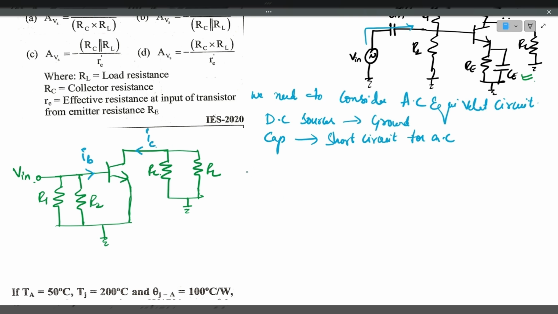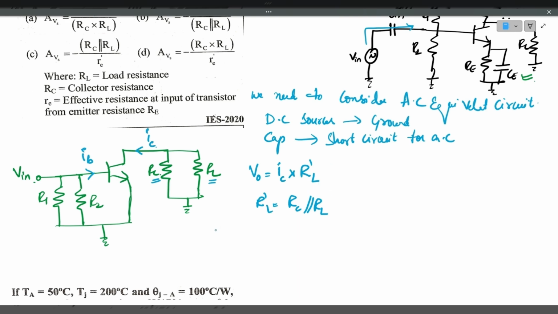So now if you calculate, the output voltage is nothing but output current, collector current, multiplied by output load resistance. Effective load resistance we have to take because the collector current flows through collector resistance RC and RL. Both are in parallel. So effective load resistance RL dash is nothing but RC parallel with RL. This is the output voltage.